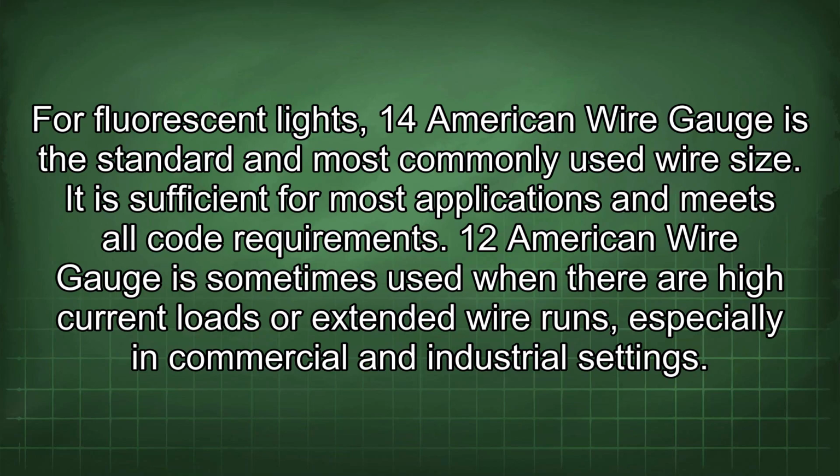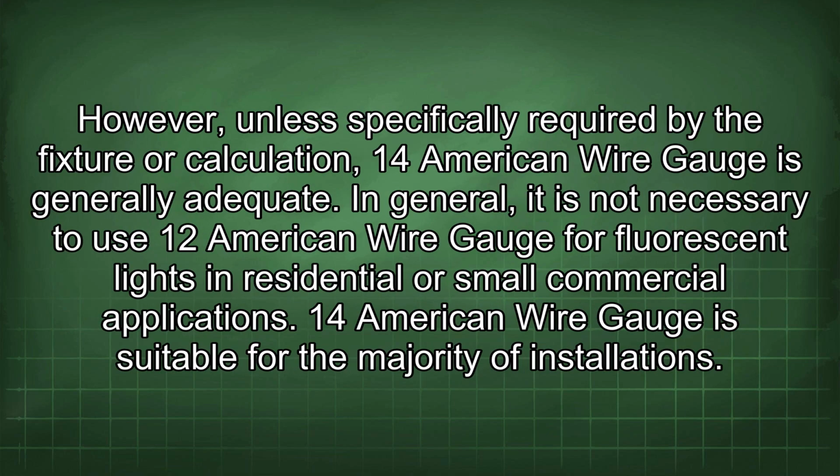For fluorescent lights, 14 American wire gauge is the standard and most commonly used wire size. It is sufficient for most applications and meets all code requirements. 12 American wire gauge is sometimes used when there are high current loads or extended wire runs, especially in commercial and industrial settings. However, unless specifically required by the fixture or calculation, 14 American wire gauge is generally adequate.